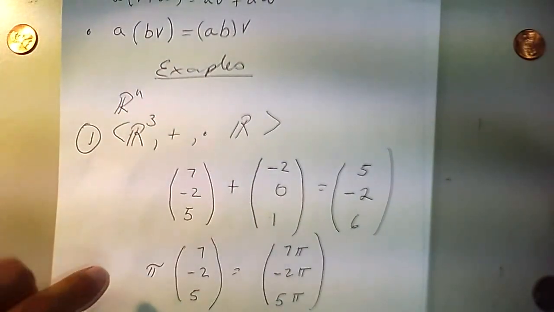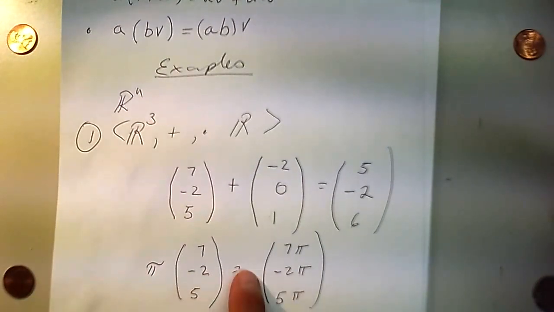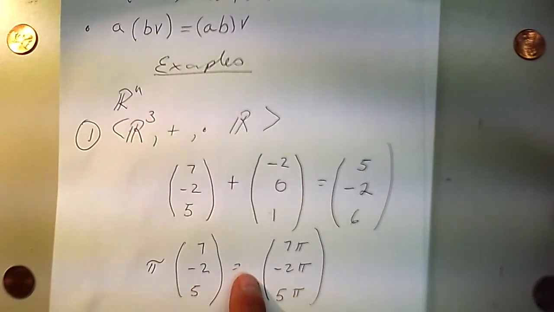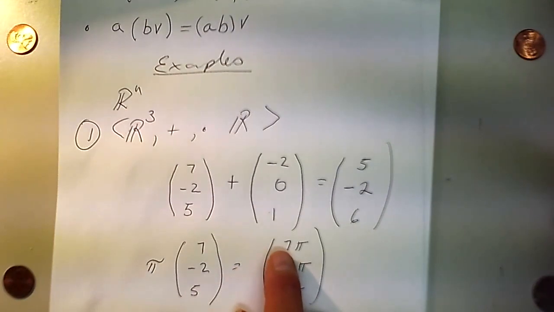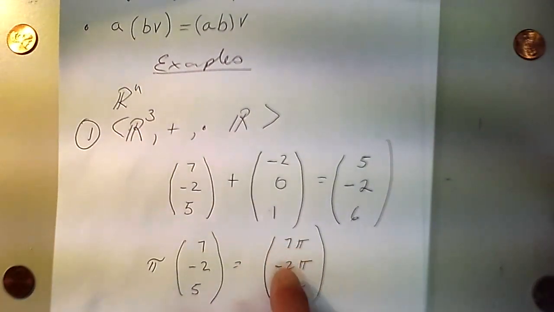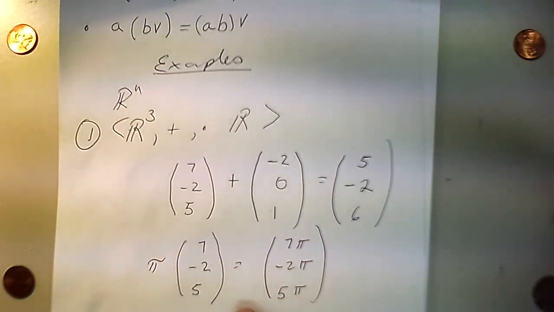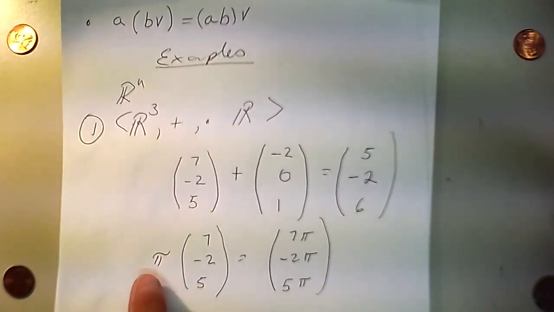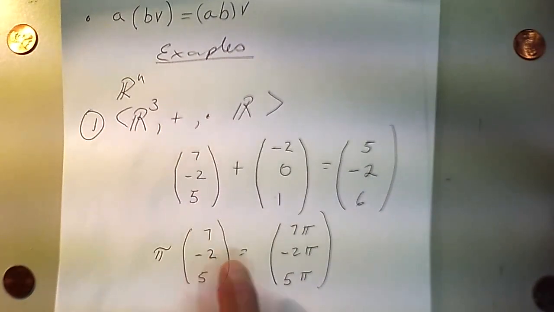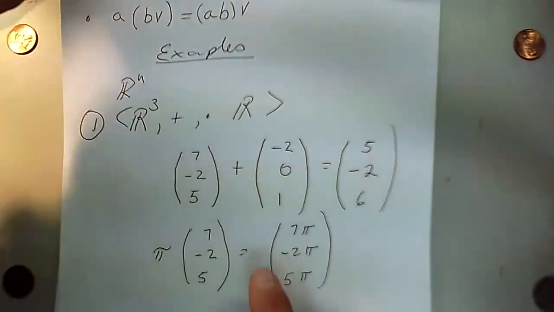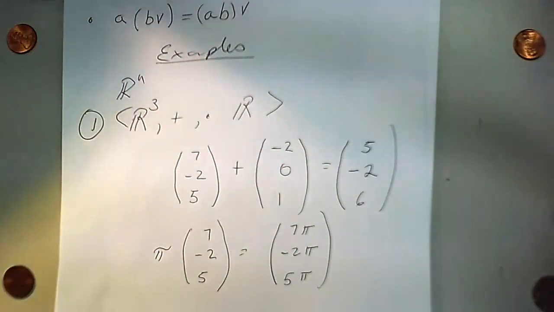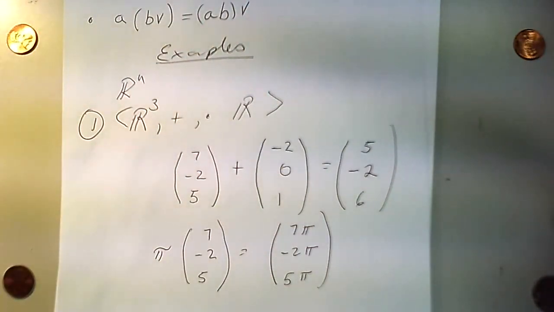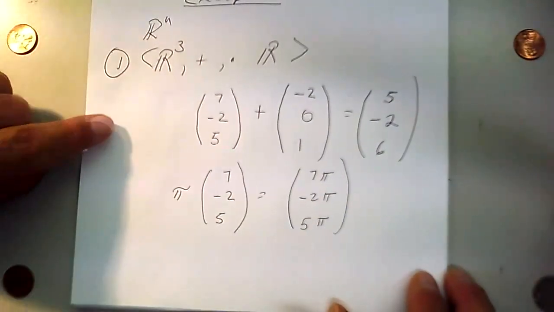And if we further multiply this with another scalar, e, for instance, we're going to have 7 e pi, -2 e pi, 5 e pi. Well, that is the same thing as multiplying by e pi at the outset. So whether you multiply after the first multiplication or after a second multiplication, it doesn't matter. We still end up with the same thing. We have to have a 0 vector.